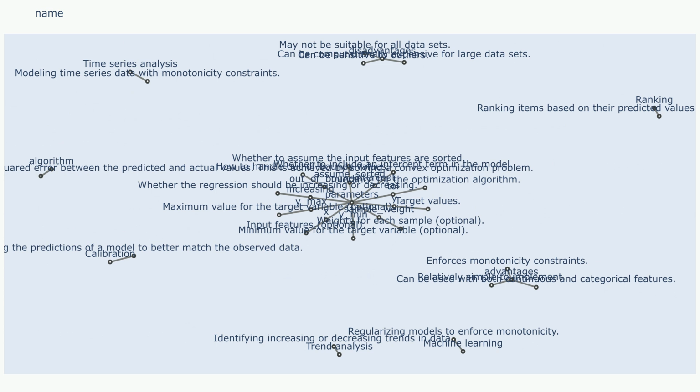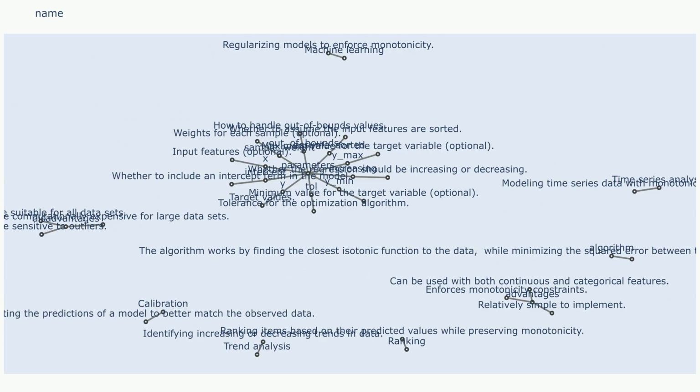Ties method: string, the method for handling ties, either average or min. Min: optional, float. Minimum value allowed for the predicted target values. Max: optional, float. Maximum value allowed for the predicted target values.